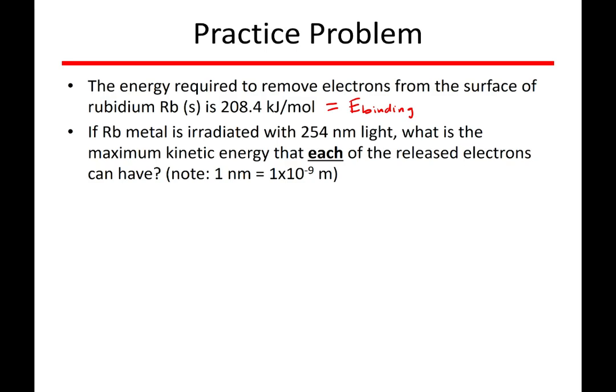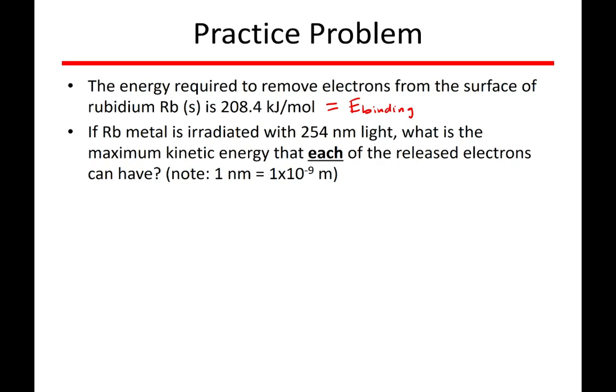Now you're told the rubidium metal is being irradiated with 254 nanometer light. So that gives you the wavelength of the light that's being used. And you're asked to determine the maximum kinetic energy that each of the released electrons can have. You're given a conversion factor that allows you to turn nanometers into meters here. And so let's talk about how you're going to set up and solve this problem.